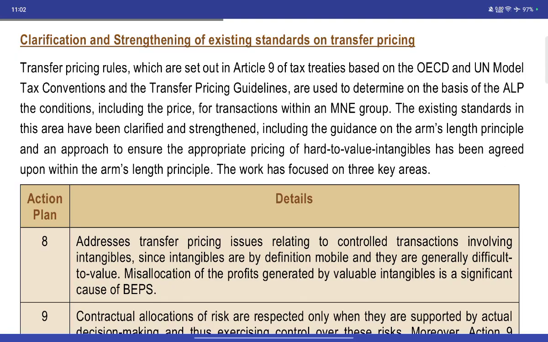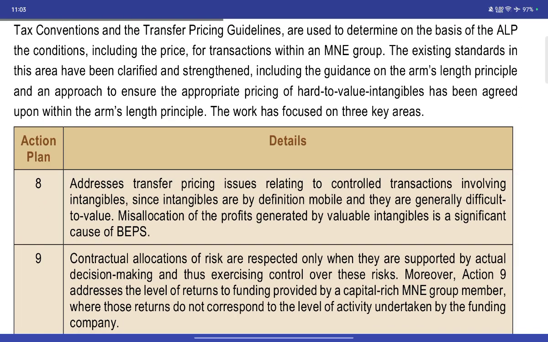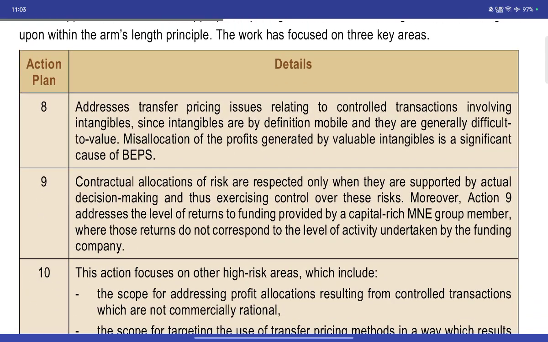You should determine the basis of the arm's length prices and conditions, including the price, transaction with the MNE, the existing standards where the clarification strengthens, including guidance on the arm's length principle and approach, ensuring the approach to pricing of high value intangibles as agreed upon in the arm's length pricing, and the work focuses on the key areas. Action plan details. Action Plan 8.